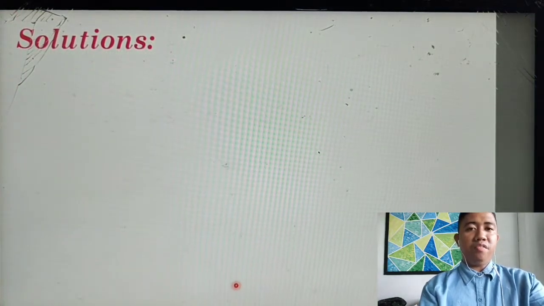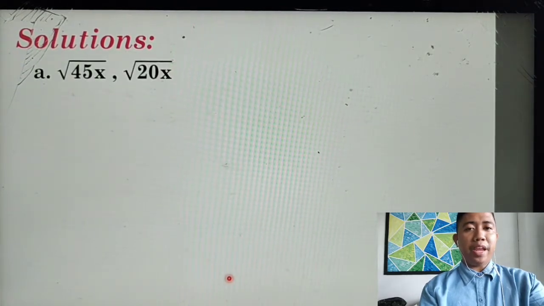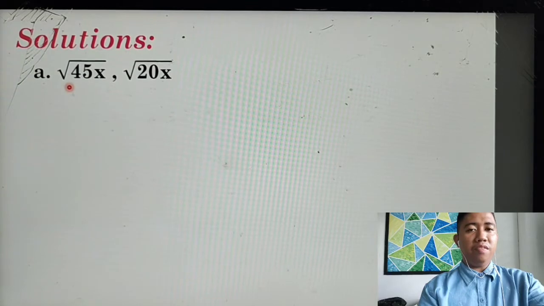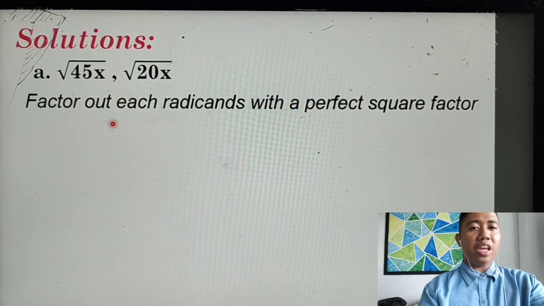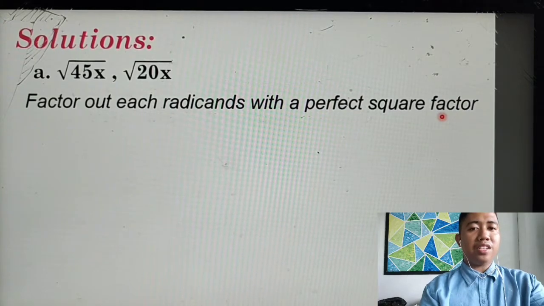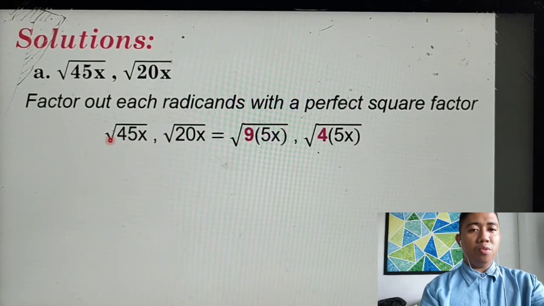Okay, to convert a pair of radicals to similar radicals, we have the square root of 45x and the square root of 20x. The first step is to factor out each radicand with a perfect square factor. This is the process for getting the perfect square, which must be at least one factor. So we get the factorization form of 45x and 20x.